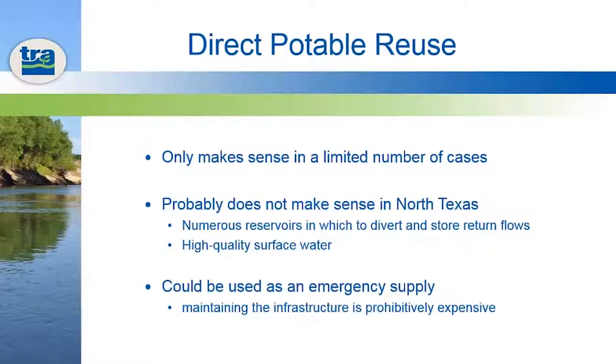And first and foremost is an absence of conventional supplies, because after all, direct potable reuse, as I said, can be seen as a substitute for conventional supplies. And it probably doesn't make a whole lot of sense in North Texas. It might in some situations. I can think of one small community that's looking at it just because of the juxtaposition of the wastewater treatment plant to the potable plant. But, you know, we've got a lot of reservoirs in this area, and so it's very easy to engineer those return flows so that they can discharge into an existing water supply reservoir so you can avoid direct potable.